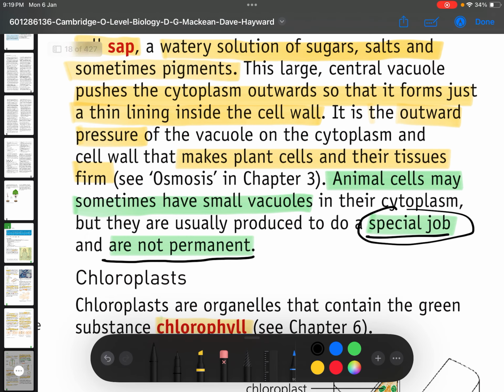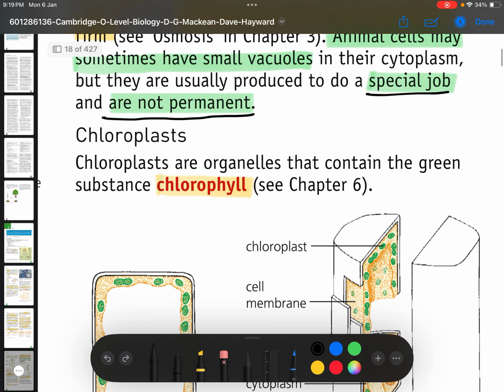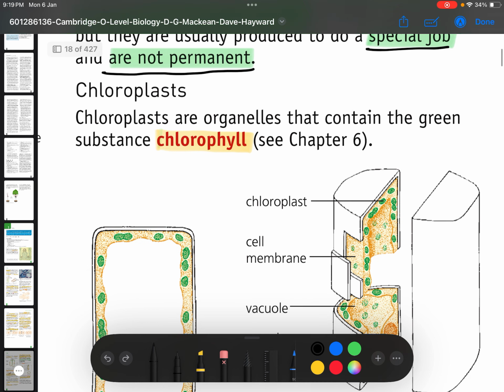If there's any sort of special function that the cell requires in that certain moment of time, those vacuoles are produced. And once that function is over, done with, or finished, then they destroy the vacuoles.